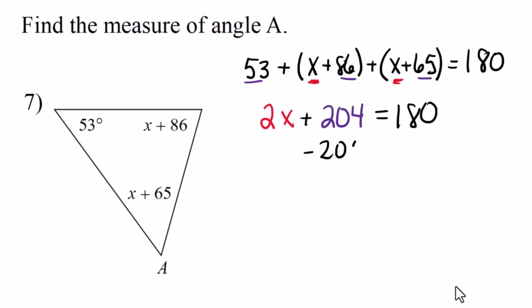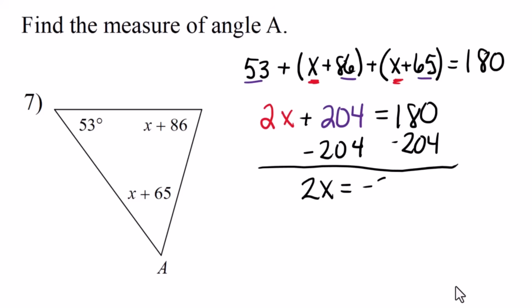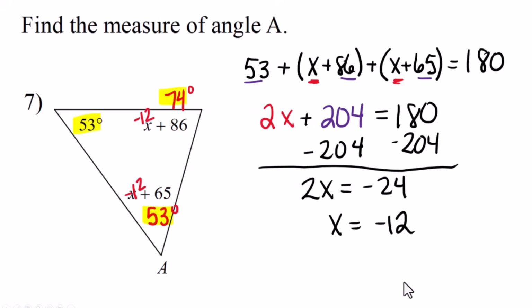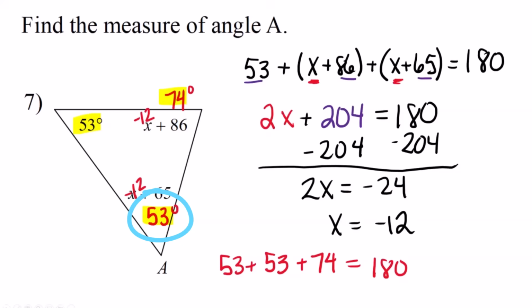Now we're going to subtract 204 from both sides, and we end up with 2x equals negative 24, and x equals negative 12. You probably wouldn't stop here because it's negative, but if that were positive, you might, and that's a real common mistake. But they really want us to find angle A, so I've got to substitute that back in. These x's, I've got to change them to negative 12s. Let's just make sure this all adds up, though. I've got 3 angles. It does add up to 180, so we're good. So you want this one right here, 53 degrees, is your solution.